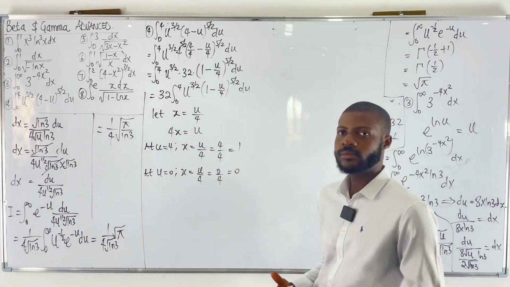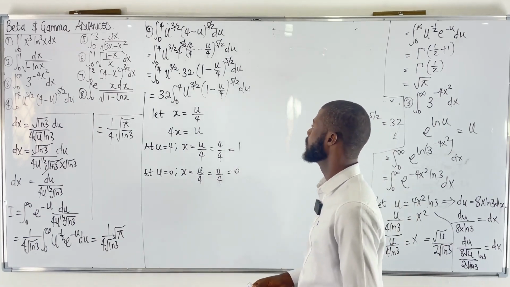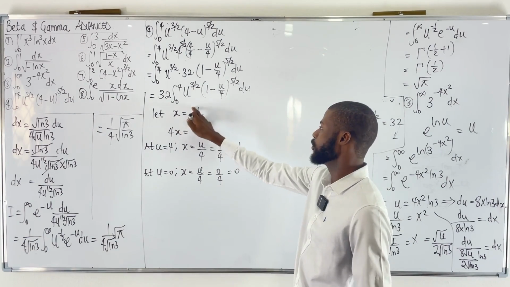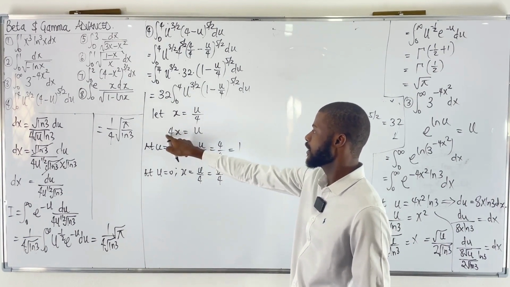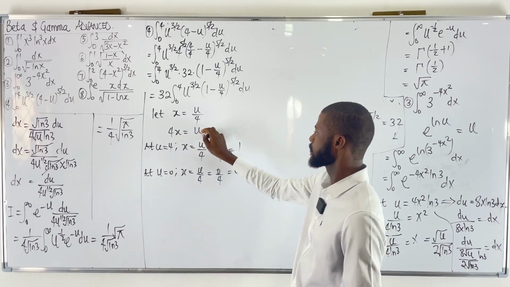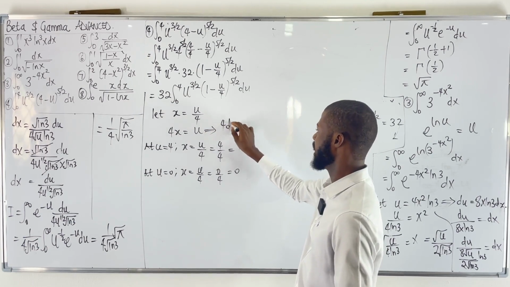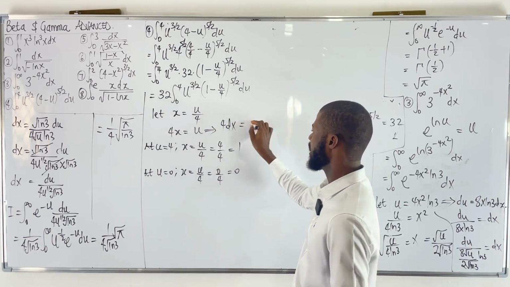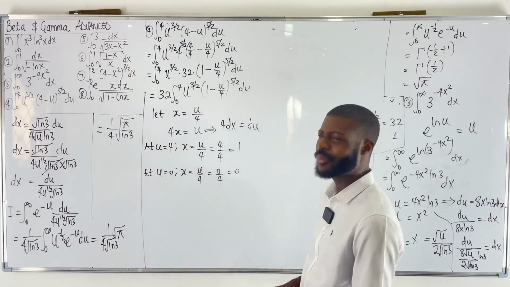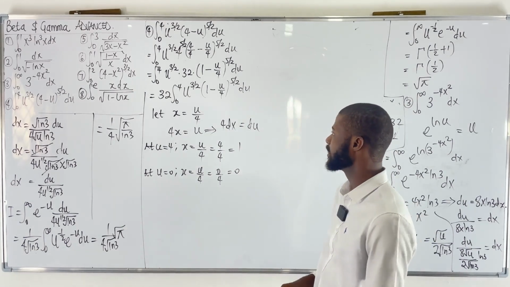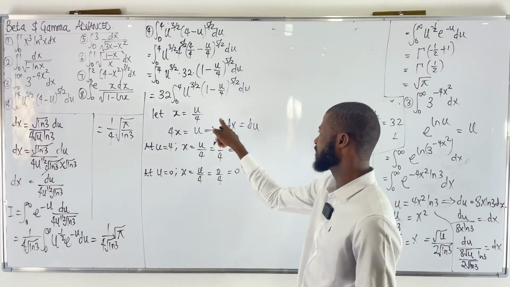Next, let us find our derivative. So if x is equal to u over 4, can we differentiate this whole expression? Yes. This is 4x, right? So differentiate for us, what would you get? You're going to have 4 dx. Differentiate, what would you have? Du. Yep. I think that is all we need. Even if we need any other thing, I would come back to this.